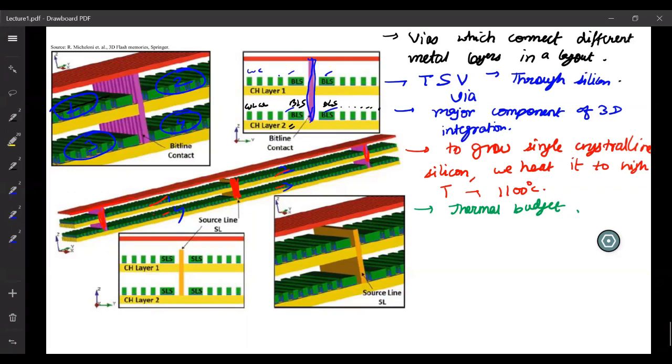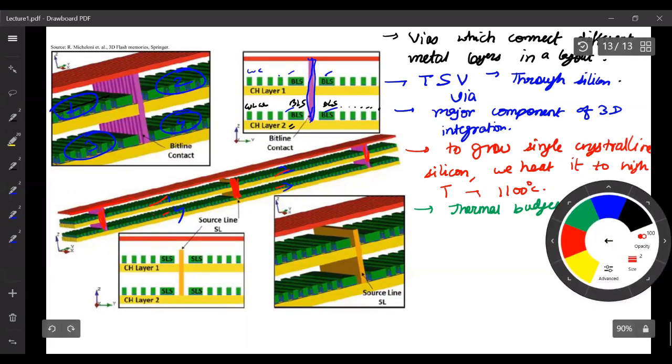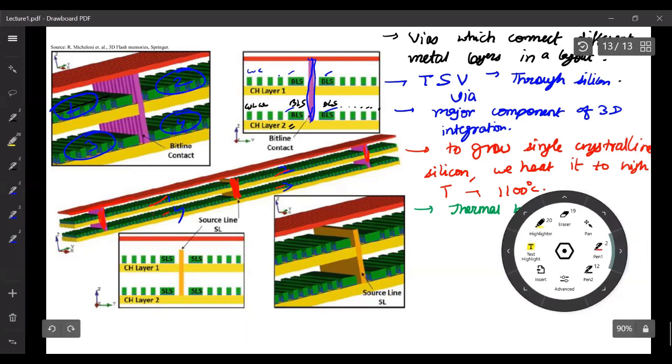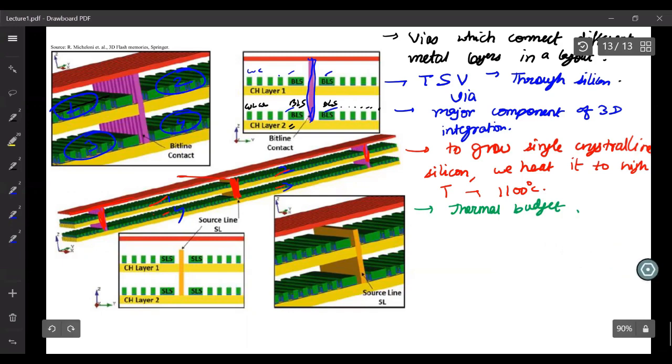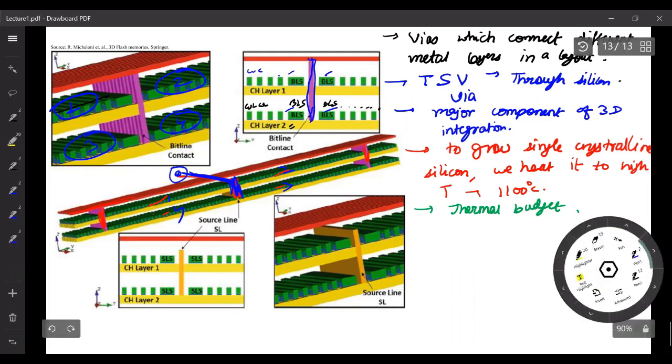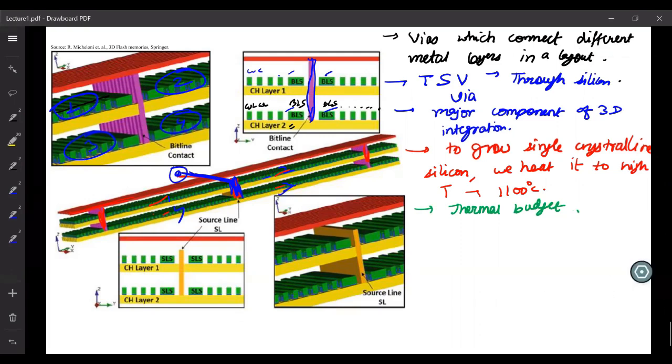And for this source line, which is here, there will be something going along this direction. Let me draw with another pen. So the source line connection would also be there, but it will be going along this direction, into the page, and there would be another layer connecting it. So this is the 3D structure, where you have a string, and on top of that string you have another string, and they're connected with the help of this through silicon via.